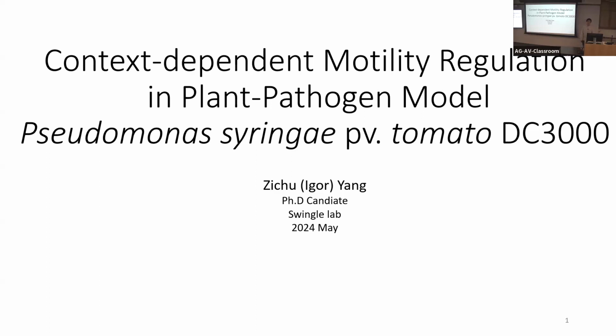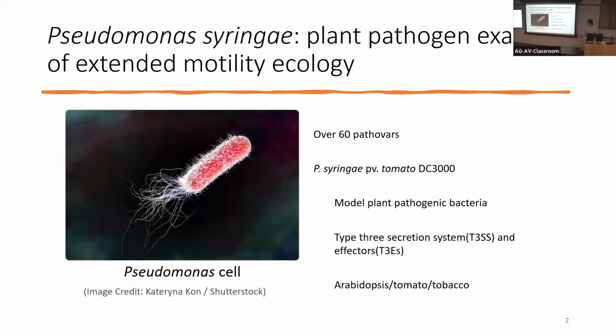Okay, so today we're going to talk about motility regulation in this pathogenic system, Pseudomonas syringae pv. tomato DC3000. The first thing I want to touch on is to show you a little bit about this bacteria. Here you have a picture of a rod-shaped Pseudomonas cell. This is an original cell, unfortunately not a syringae, but this is the highest resolution I can find on the internet. You can see that we have a rod-shaped cell with polar flagella, which we will touch on in a minute.